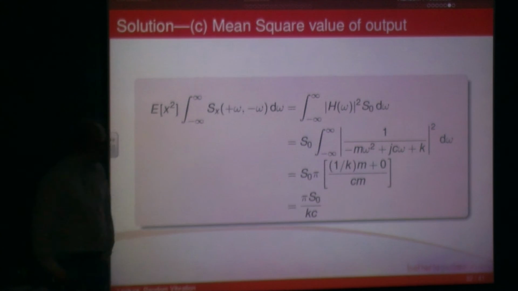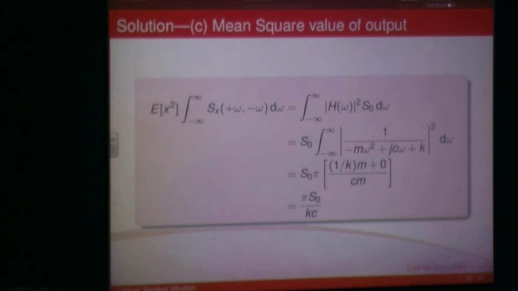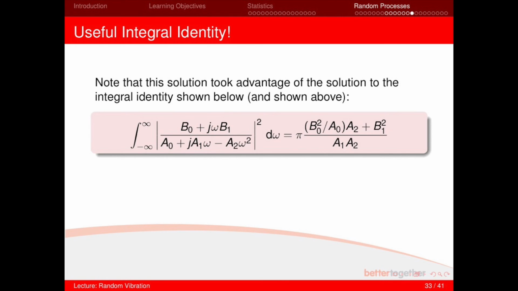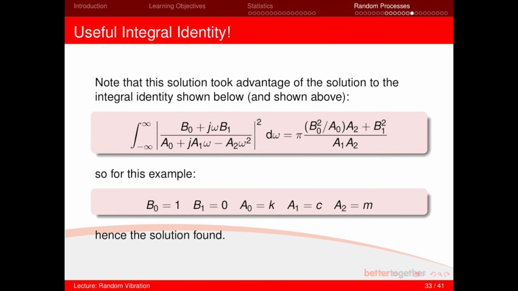So over here I've got minus a2 omega squared, so that must be m. A2 must be m. My j omega I had c, and my one without anything was k. So a0 must be k, a1 must be c, and a2 must be m. Like I said, b0 is 1, and b1 is 0. You get those terms, and hence you find the solution.